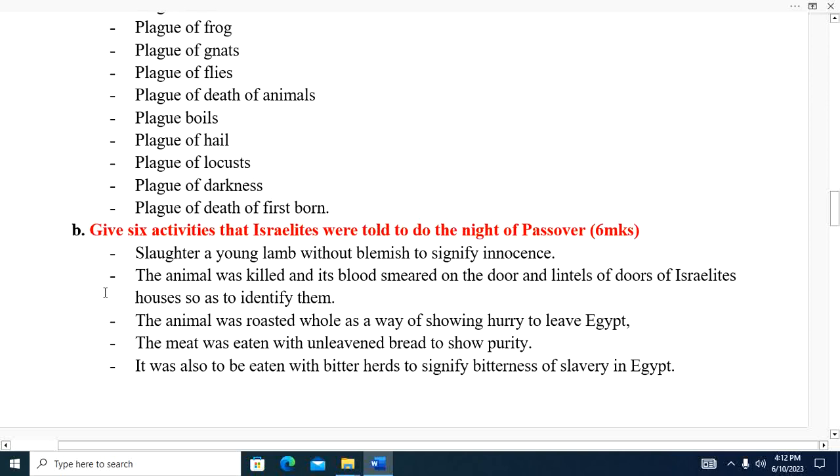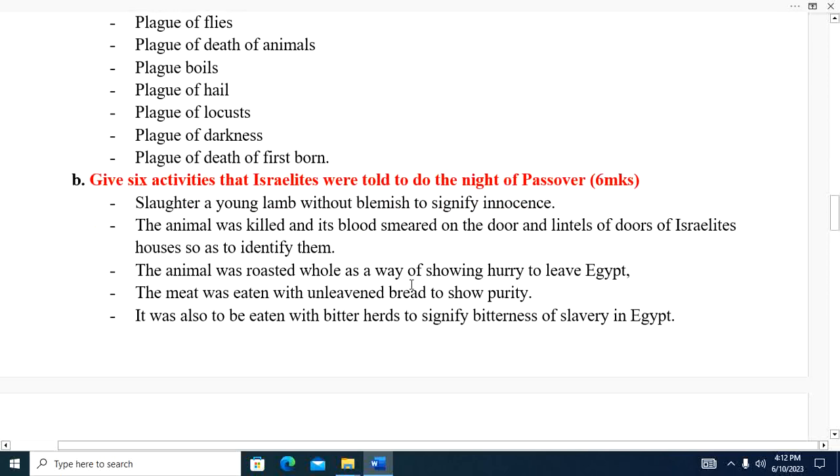Next one, you're told to give 6 activities that Israelites were told to do the night of Passover. What were they told to do? Number 1, slaughter a young lamb without blemish to signify innocence. Number 2, the animal was killed and its blood smeared on the door and lintels of the doors of Israelite houses so as to identify them.